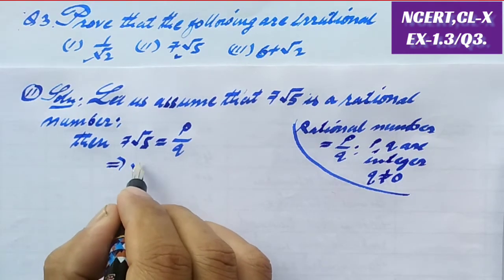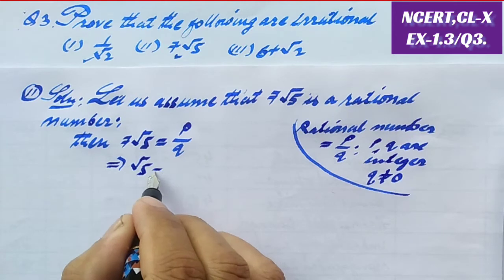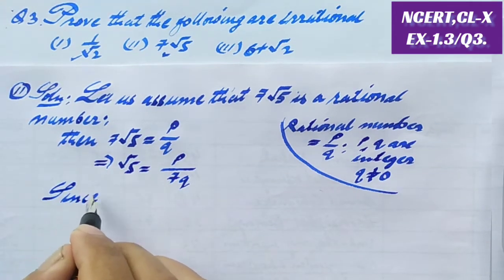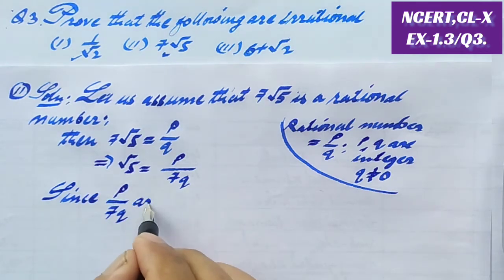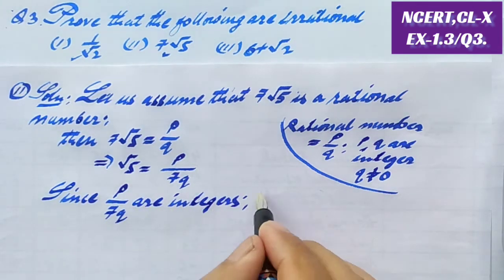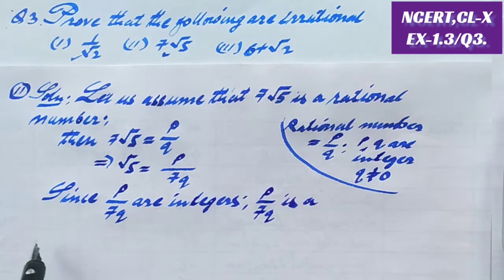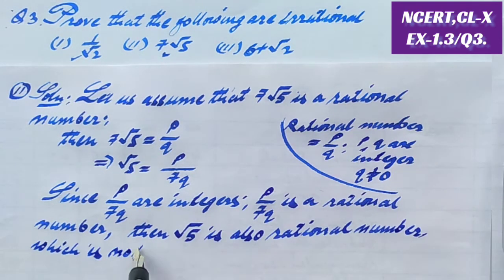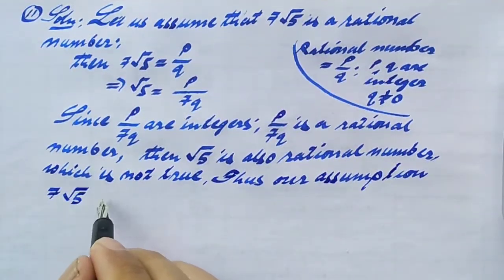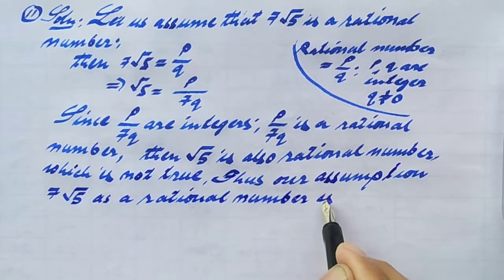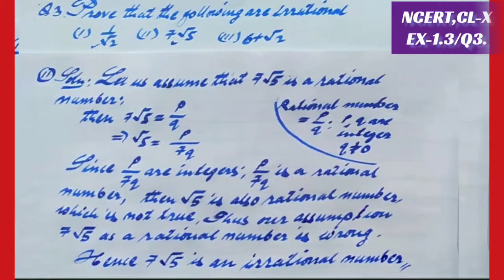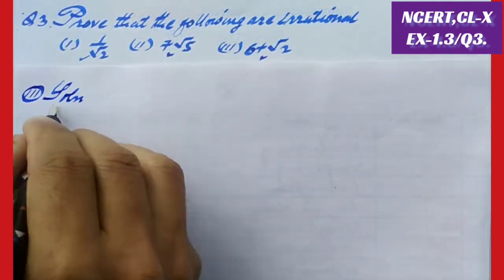Now let us come to the next step. Let us write root 5 here, and then let us write p here, and q should be multiplied with 7, that is 7q at the denominator. Now since p and 7q are integers, p by 7q is a rational number. Then root 5 is also a rational number, which is not true. Thus our assumption that 7 root 5 is a rational number is wrong. Hence 7 root 5 is an irrational number. Please read the statement properly, then you will understand this.